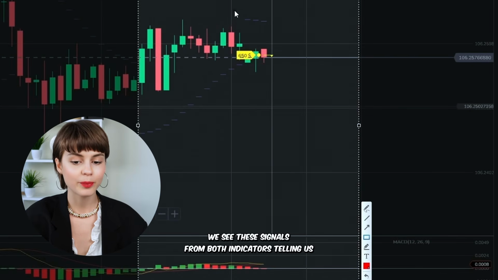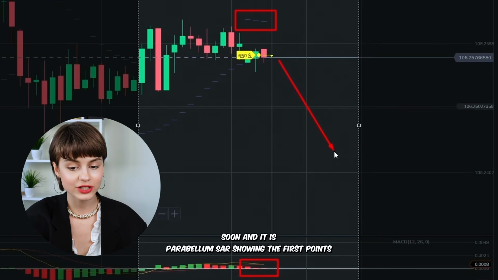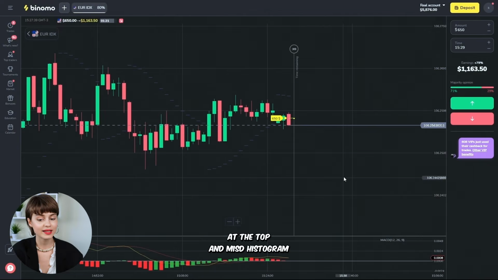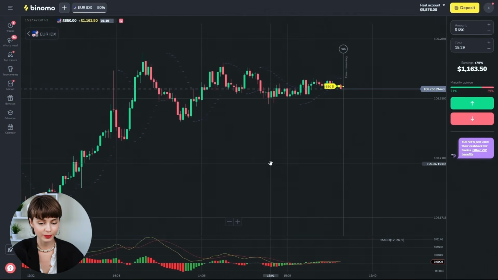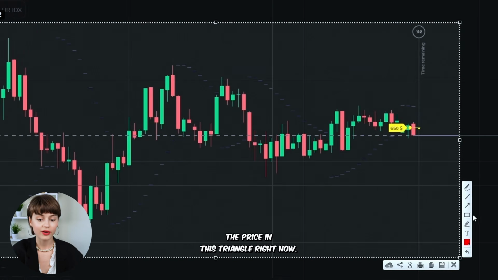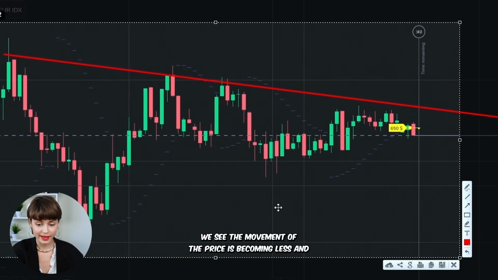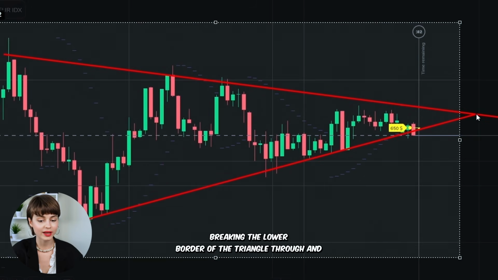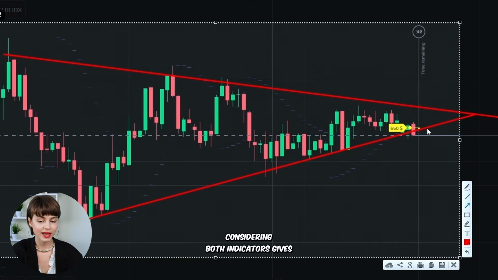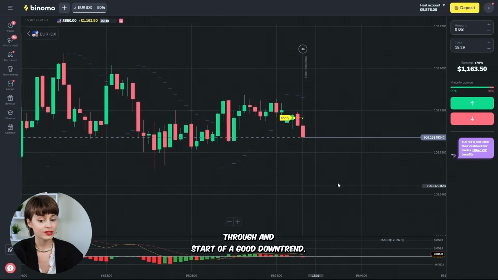We see the signals from both indicators telling us the price is going to lower very soon, and it is parabolic SAR showing the first points at the top and MACD histogram intersects the zero line from top to bottom. Also, aside from these signals, we see the price in this triangle right now. We see the movement of the price is becoming less and less. And we also see the price is breaking the lower border of this triangle through. And considering both indicators give us a great signal of the possible price decrease, I'm expecting the support level to be broken through and the start of a good downtrend.